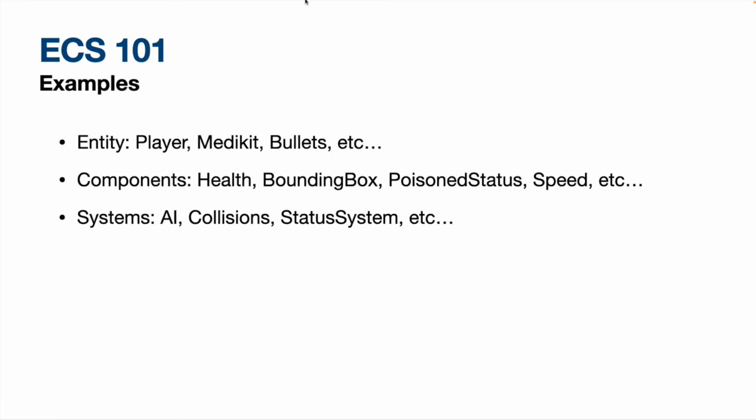Now, some examples. Entity: player, medikit, a log, a tree, maybe in a specific case, a particular tile may be an entity. Component, well, it's just some fields. So both health, you may put the bounding box or the speed or particular status in the components. And for system, the more frequent ones are the AI system. Then you have the collision detection system. You can have a status system.